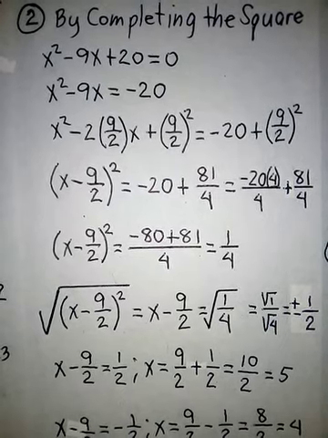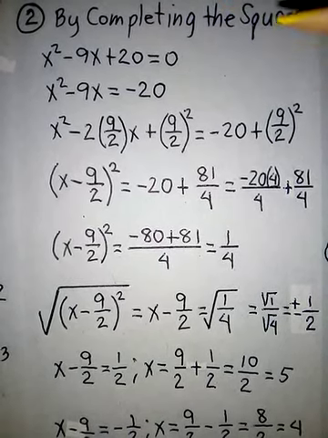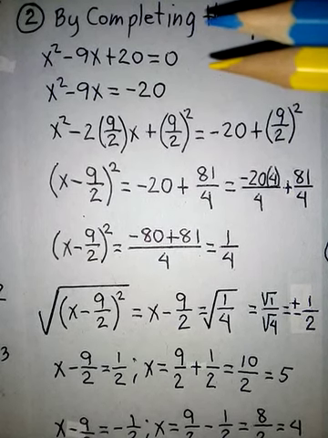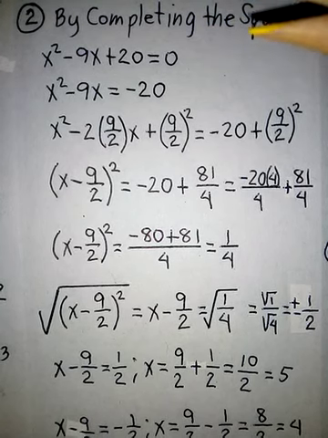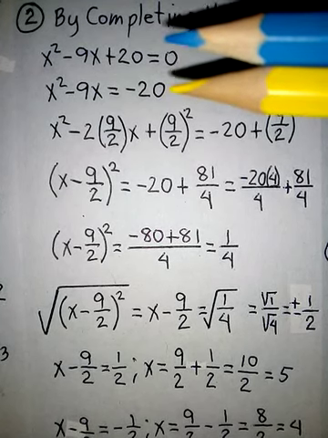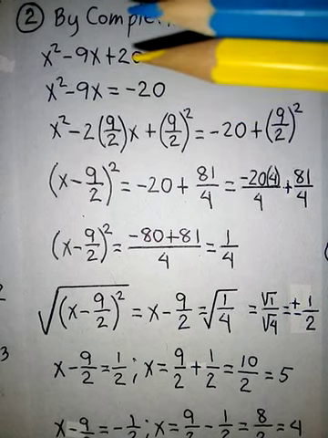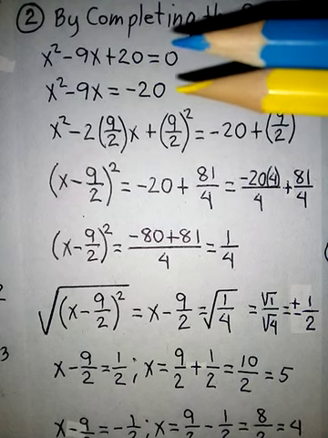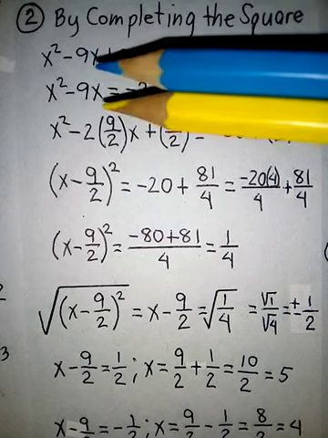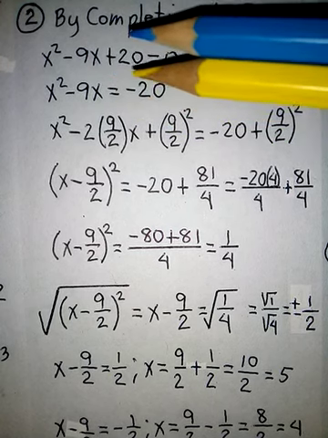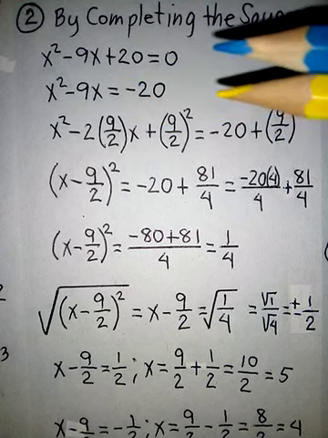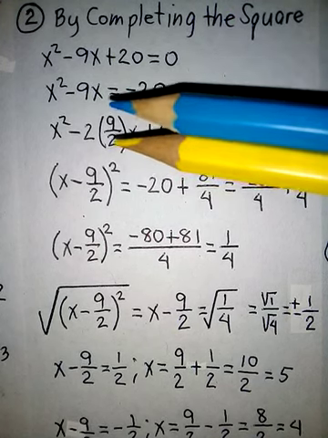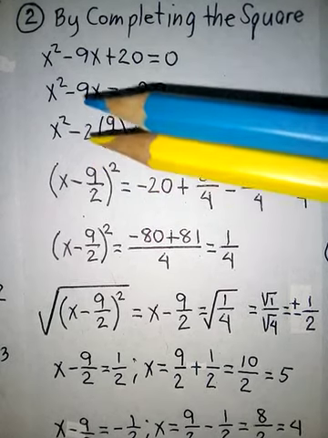we will solve the same equation using completing the square. So, we have here x squared minus 9x plus 20 is equal to 0. In completing the square, we will transpose this constant positive 20 to the right side. So, what remains here will be x squared minus 9x is equal to, positive 20 will become negative 20. And then, we will have x squared and then minus, so why minus? Because we have here minus 9.